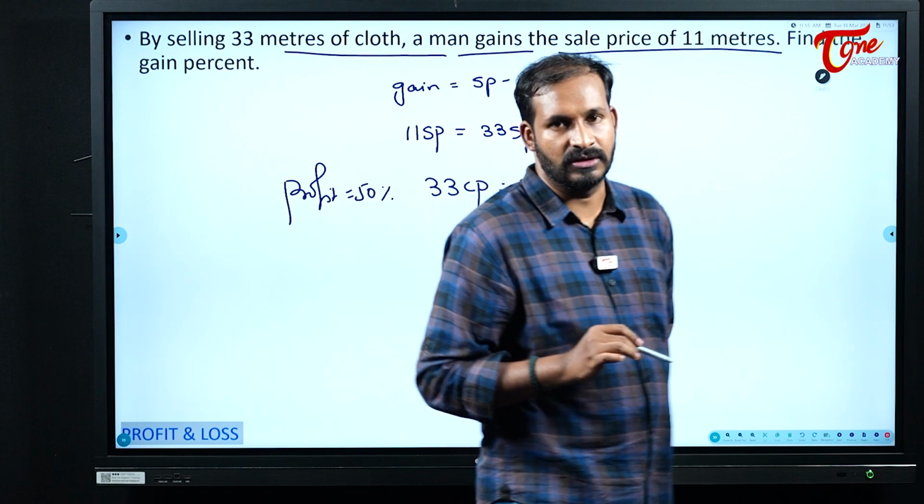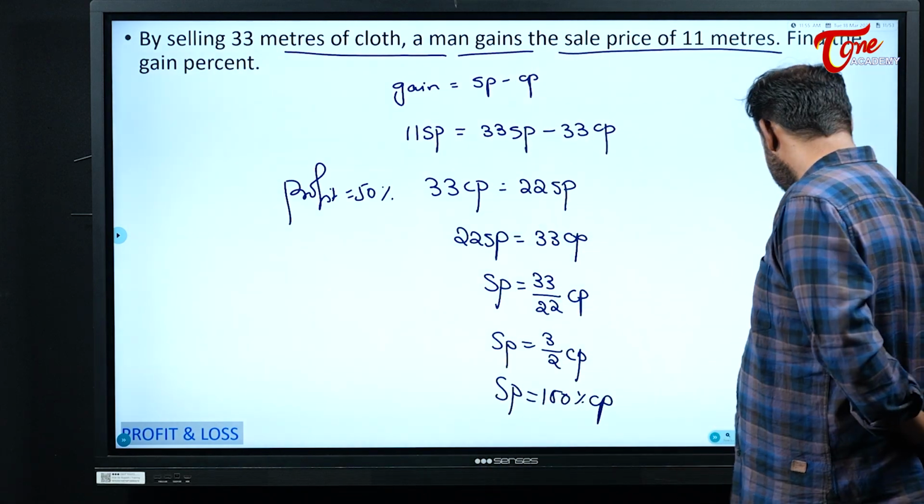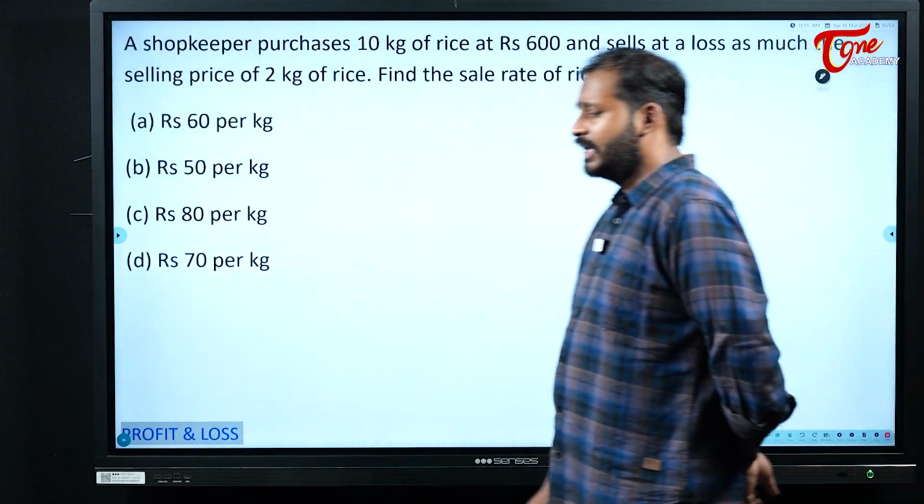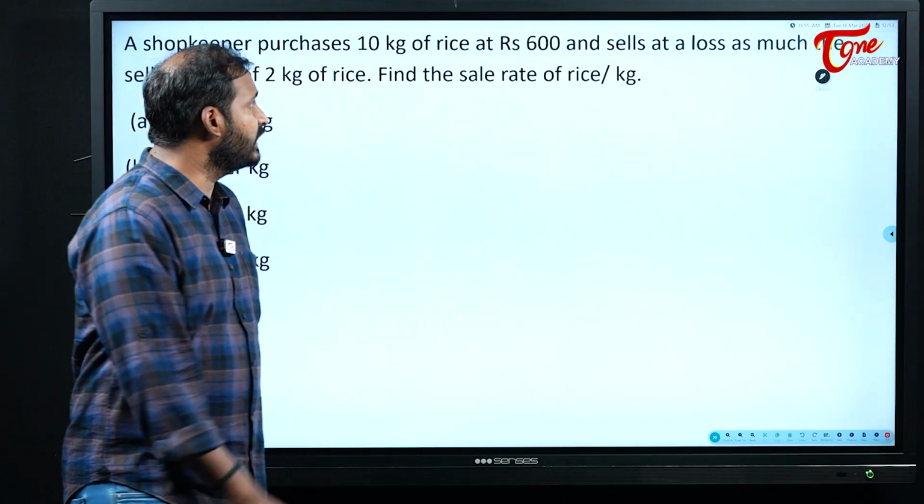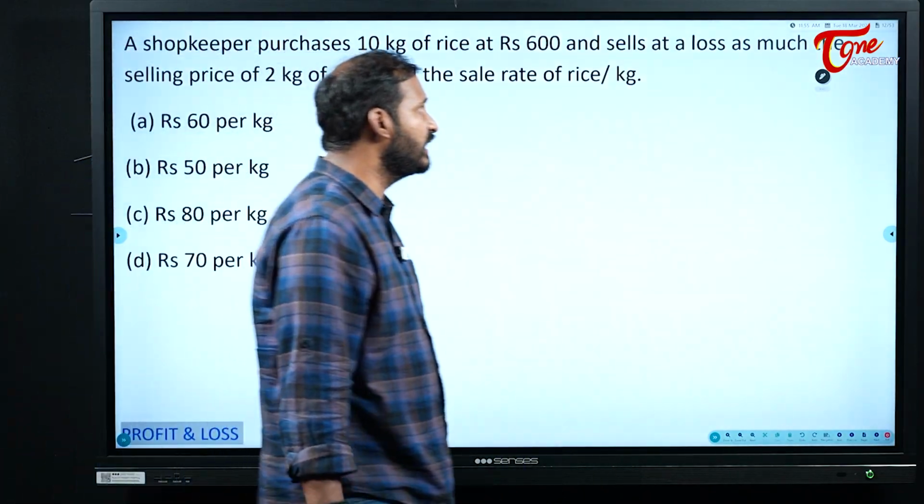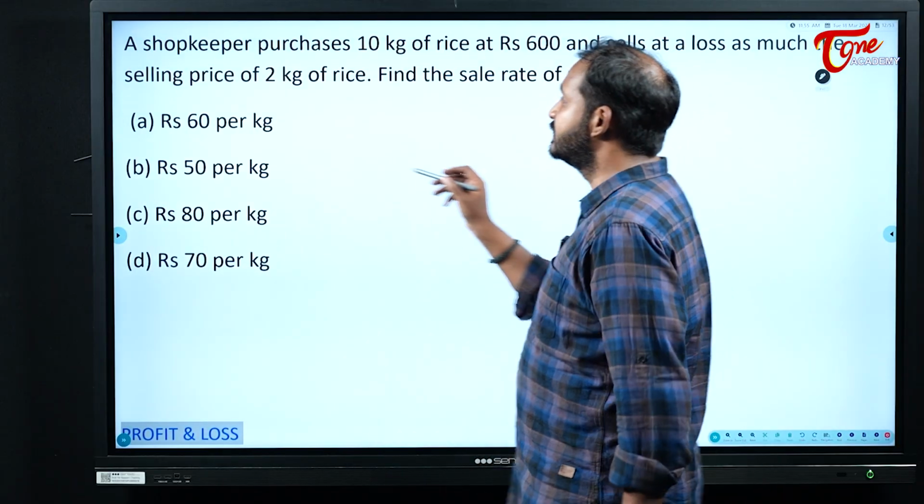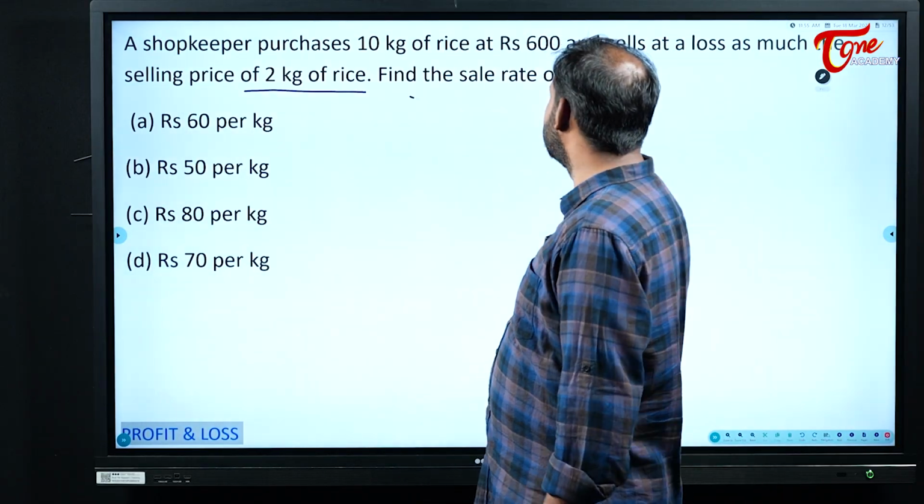You should understand this concept. Okay? Right. Next one. A shopkeeper purchases 10 kg of rice for 600 and sells at a loss as much as the selling price of 2 kg of rice. Find the sale rate of the rice.